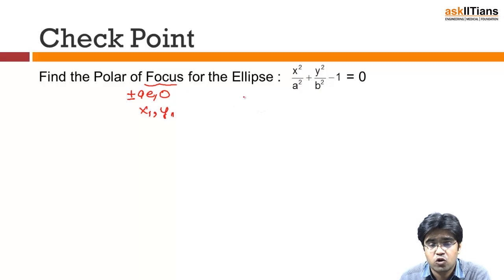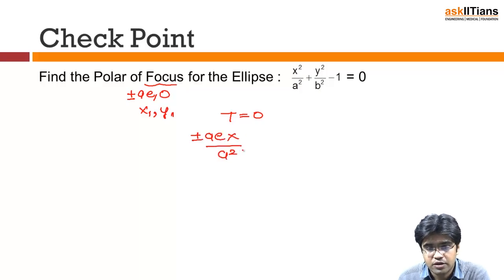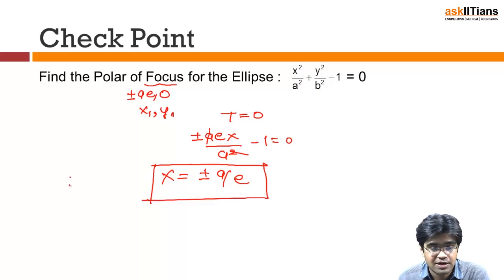Now we need to find the equation of the polar. We know that the equation of the polar is T equals 0. So if I write it, plus minus ae x by a square, and there is no y, so 0, minus 1 equals 0. That means one a I can cancel out with a square. That means I get x equals plus minus a by e. If you look carefully, this is the directrix.